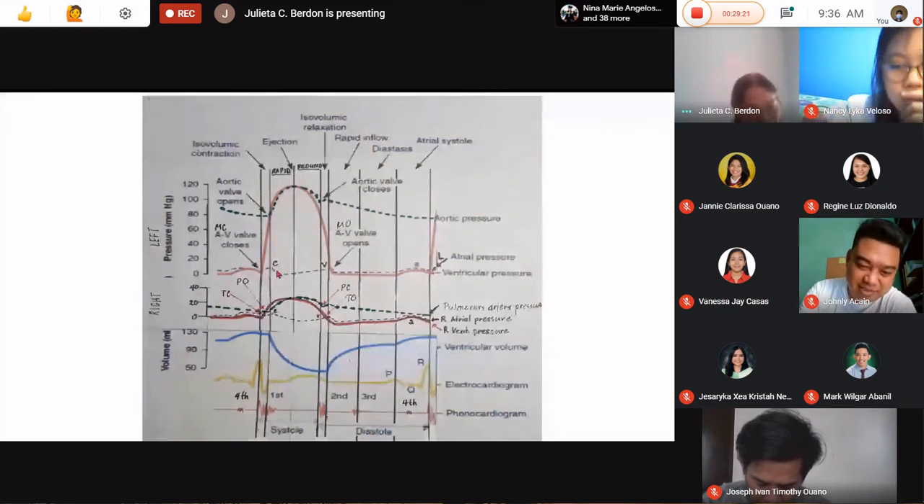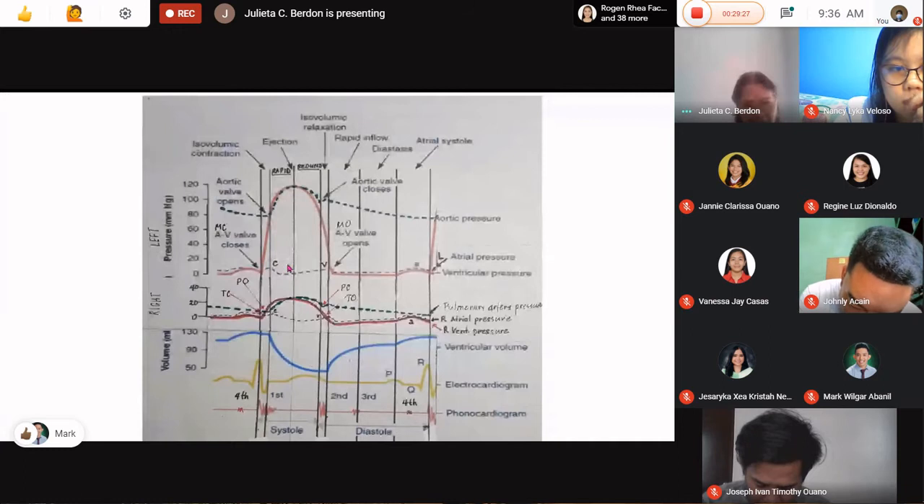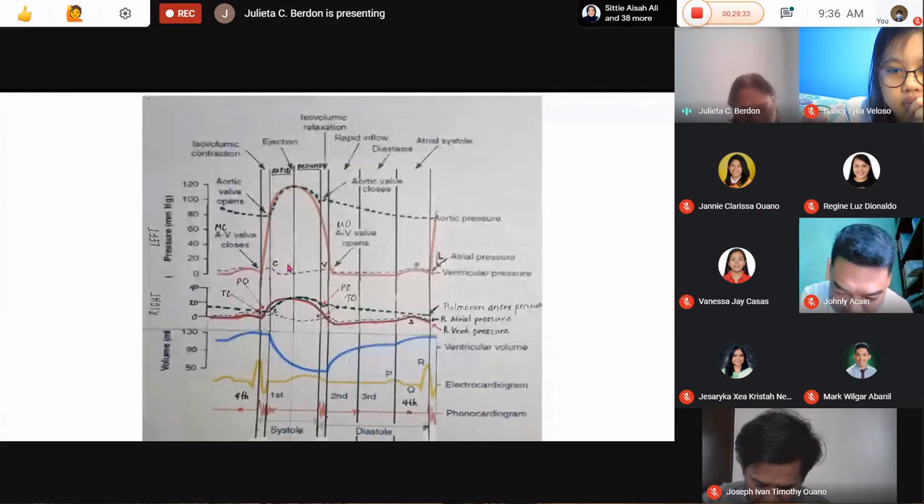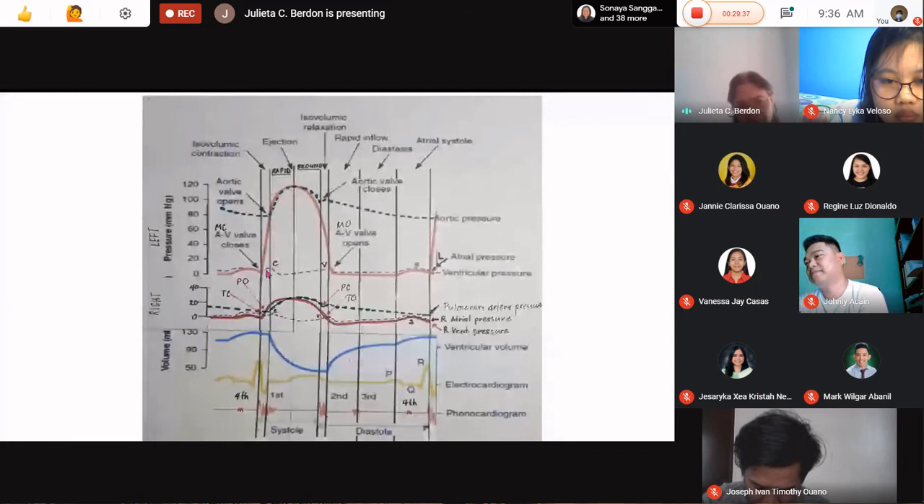So here now, the AV valve, the mitral, is prevented from eversion because of the contraction of the papillary muscles. But then it bulged, so it gave this C wave in the atrial curve, but it will just go down.